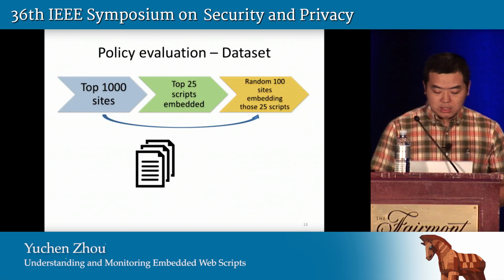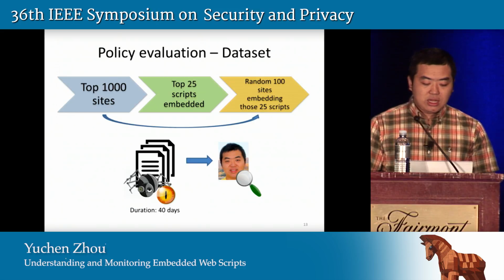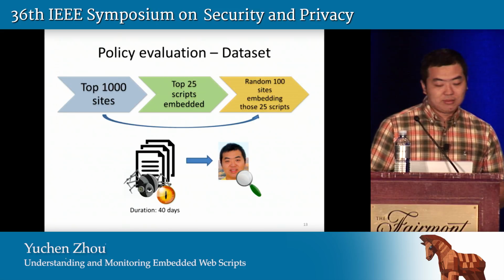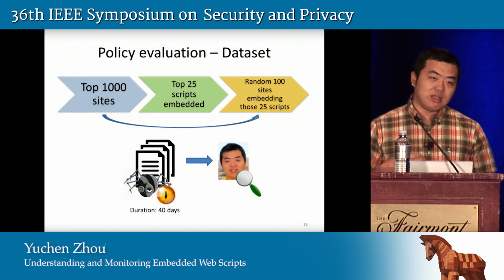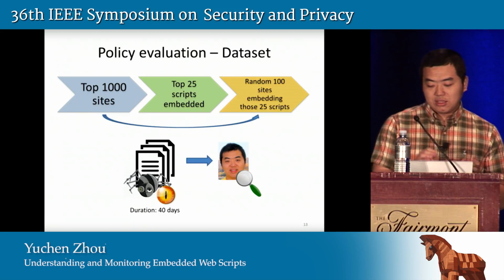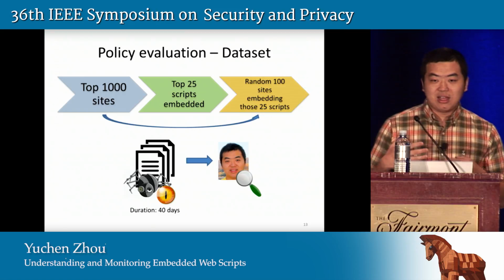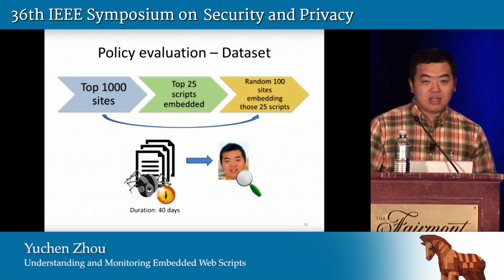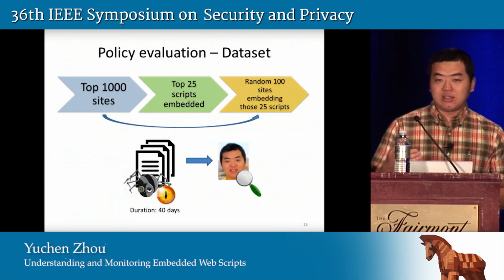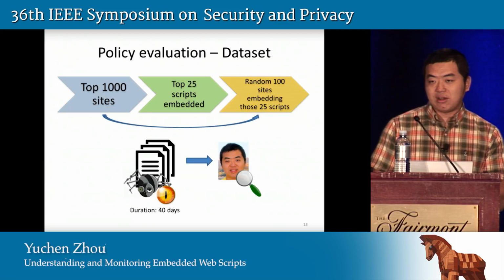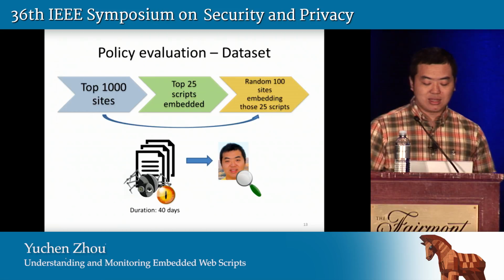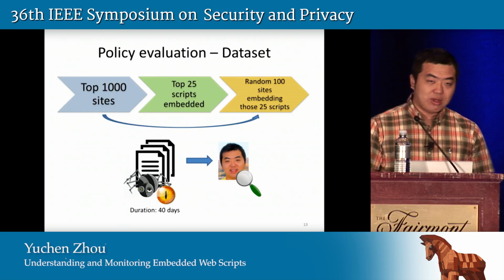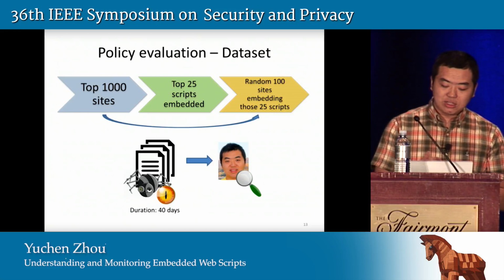So here we used a crawler that runs Script Inspector for a duration of 40 days. And then whenever an alarm is raised, this would be inspected by me. I'm acting as a site administrator for these 100 sites. And then I will see if this alarm is indeed intended behavior, acting as, again, their site administrator. For example, if there's an ad showing up, I will add that to the policy, and then I will continue to run the experiment.